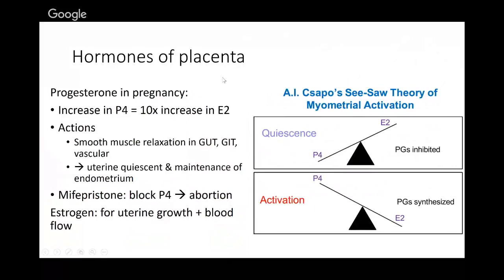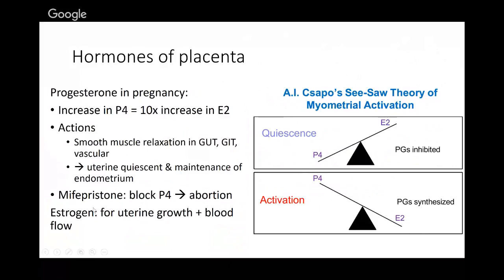Okay, so we just said that the placenta synthesizes and secretes a lot of hormones. Two of them are progesterone and estrogen. During pregnancy, you have a lot of estrogen compared to progesterone, but towards the end of pregnancy, progesterone will increase compared to estrogen, so the ratio changes, and that's what allows childbirth, or parturition, to occur. That's why if you want to have an abortion, you can take drugs that block progesterone, and that will cease pregnancy immediately.